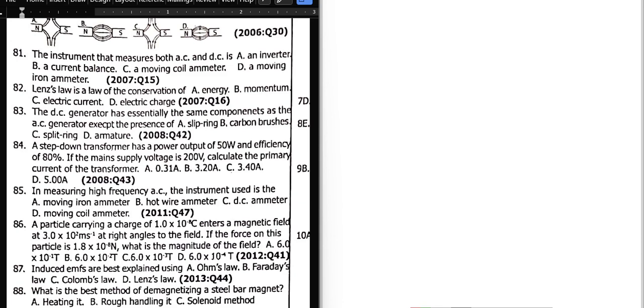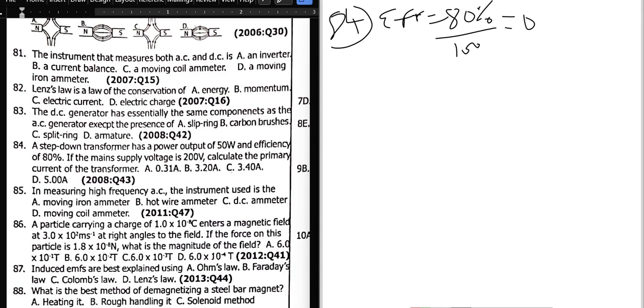So first of all, as is our usual tradition, let's take down what we are seeing. 84. We are seeing efficiency is 80%. Changing it to a normal figure, we say 80 over 100, which gives us 0.8. Then we are also given the input primary voltage. If the main source of supply voltage, that's the primary, that's 200 volts.